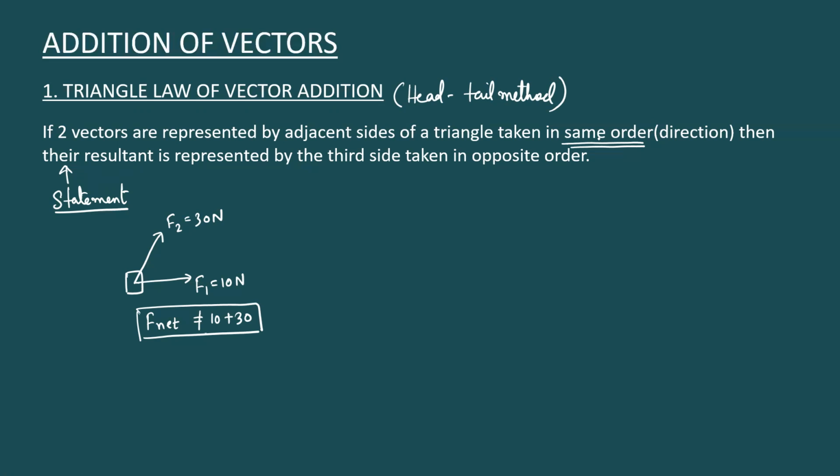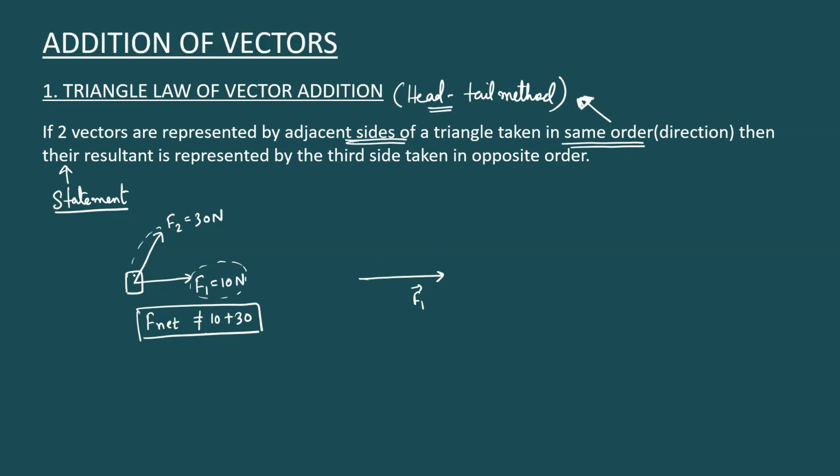You have to make the head of one vector coincide with the tail of the other vector. Let us say this is one vector. You represent them by the two adjacent sides of a triangle taken in the same order. Or it also means you make the head of one vector coincide with the tail of the other vector. Both mean the same. So let us say this is the F1 vector and this is the F2 vector. You have to draw the vectors such that you are representing them by adjacent sides of a triangle, or making the head of one vector coincide with the tail of the other vector.